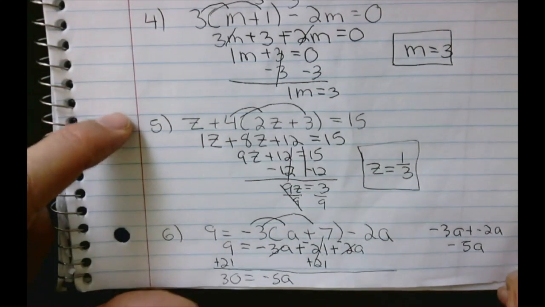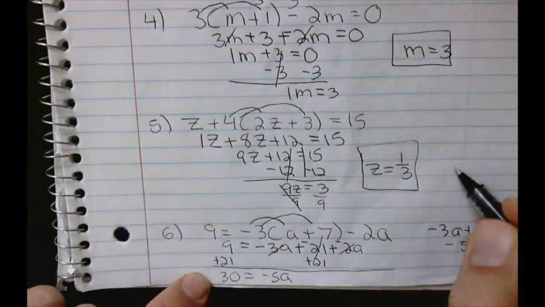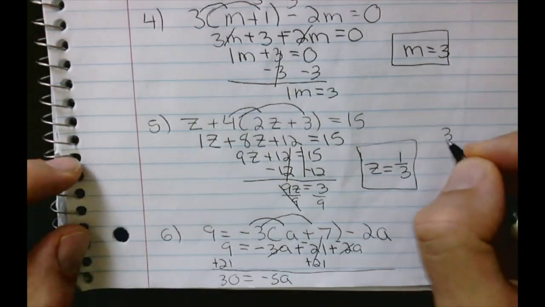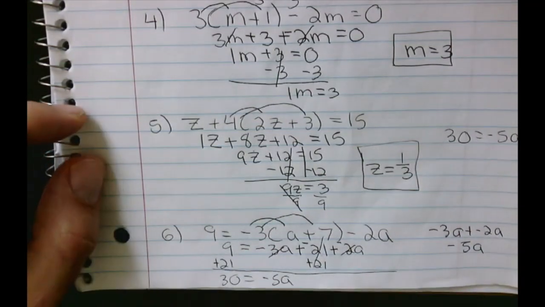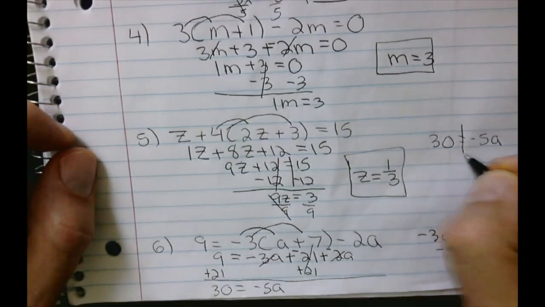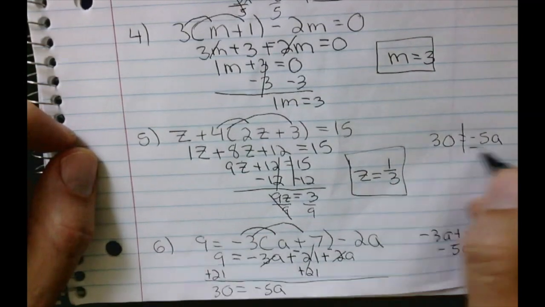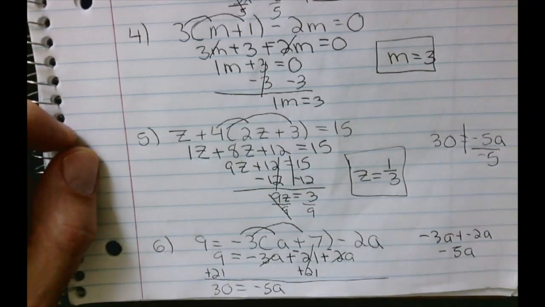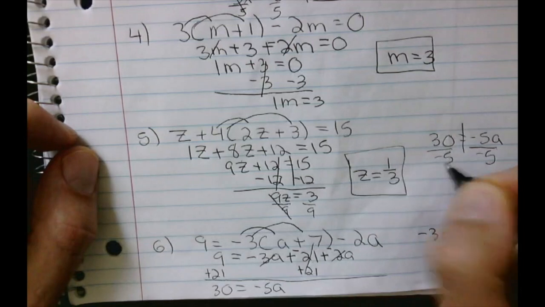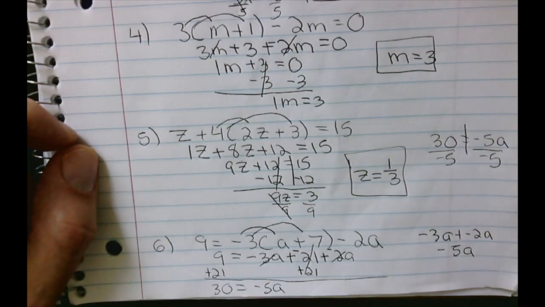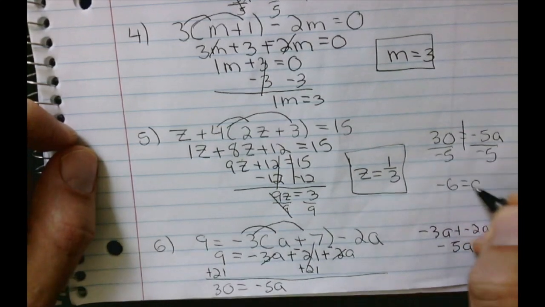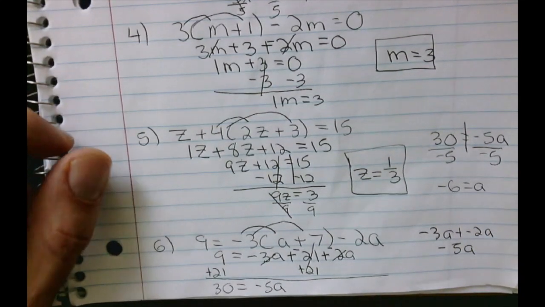Now, since I'm out of room, I'm going to write this over here. So I have 30 is equal to negative 5a. Remember, I'm multiplying, so I can divide both sides by the number next to my letter. 30 divided by negative 5 is negative 6. So my answer then is negative 6 equals a.